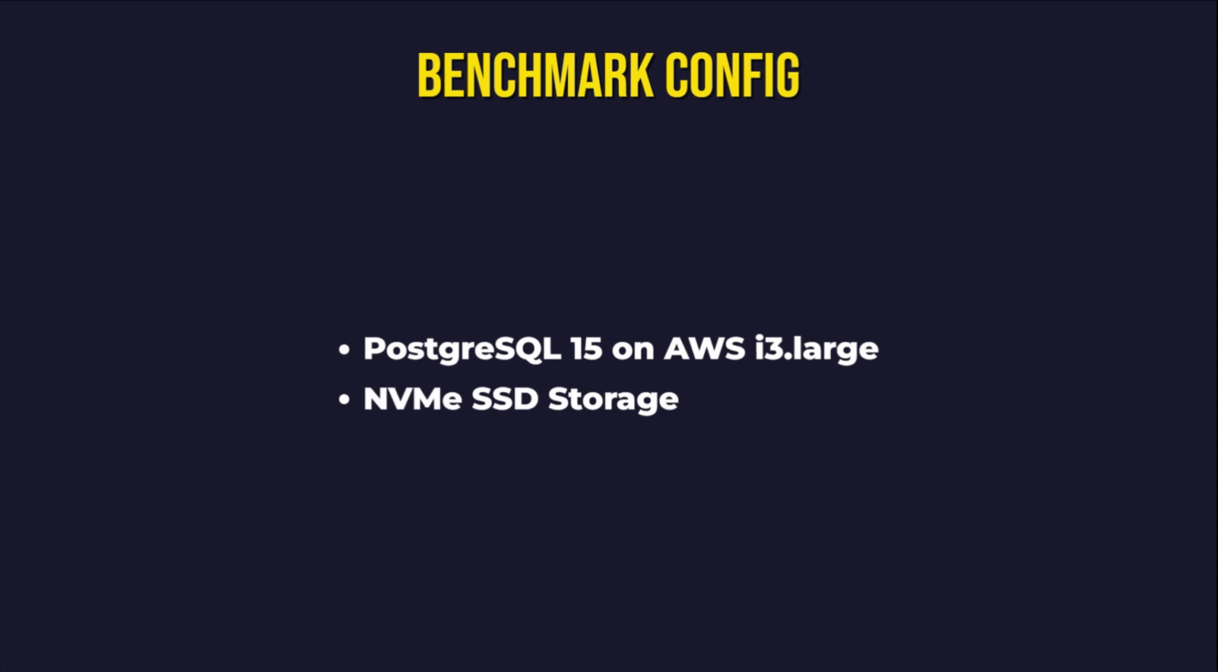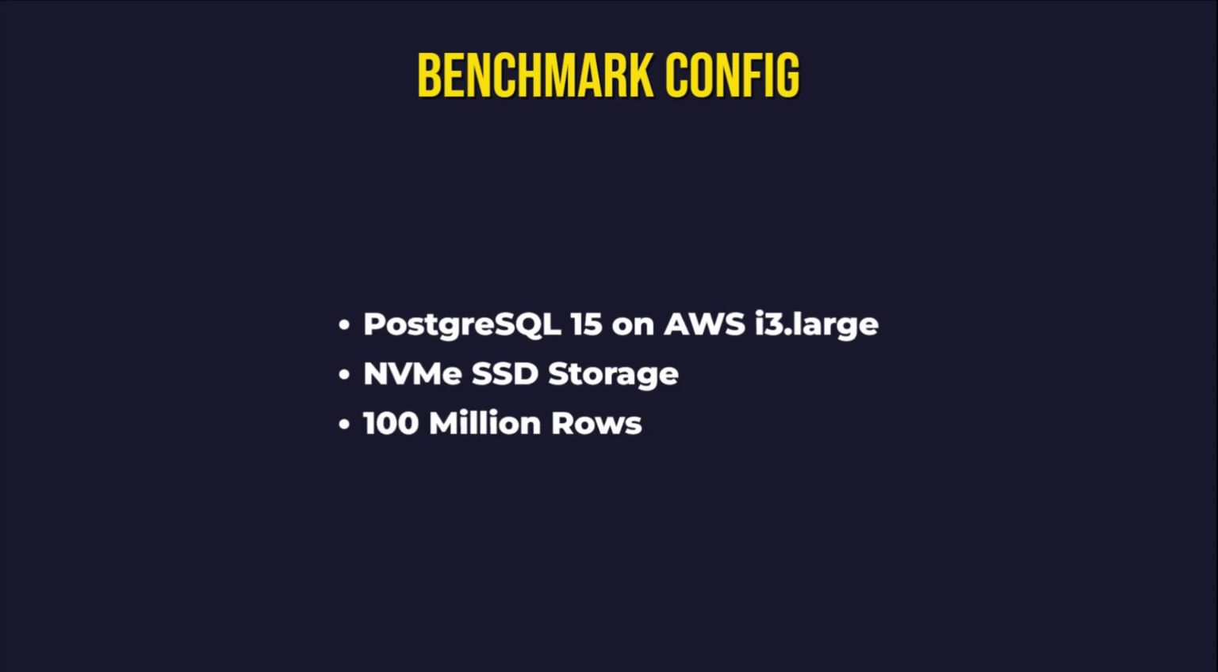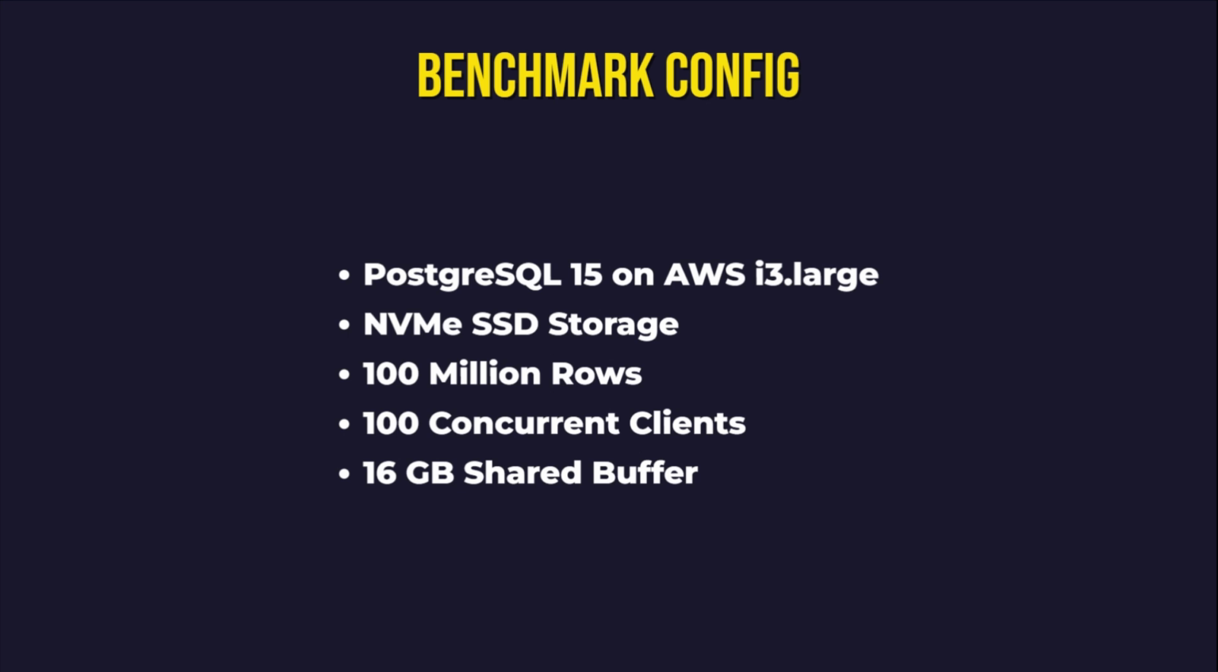Our benchmarks utilized PostgreSQL version 15 running on an Amazon Web Services i3.large instance featuring non-volatile Memory Express solid-state drives. The dataset size was fixed at 100 million rows for all tests, ensuring the index size exceeded the default shared buffer setting of 16 gigabytes. We used a custom Go application to simulate 100 concurrent clients, executing transactions with auto-commit disabled for accurate transaction per second measurement. We measured 3 key metrics: raw insertion throughput, 99th percentile latency for point lookups, and the total physical index size after population. All tests were executed 3 times, discarding the initial warm-up run to ensure statistical validity.